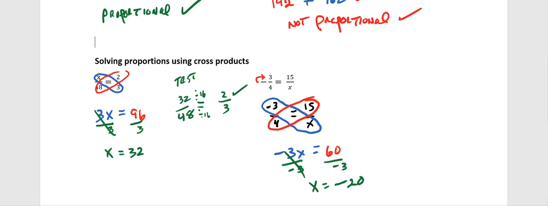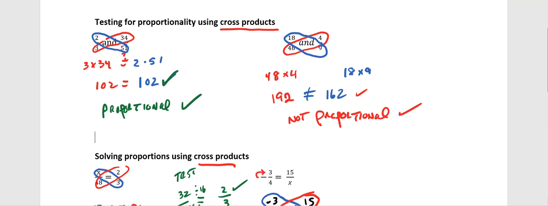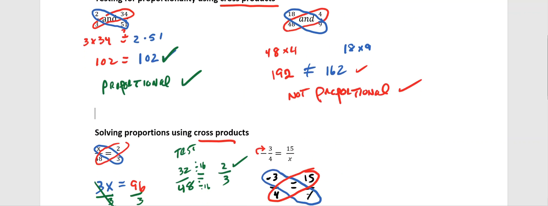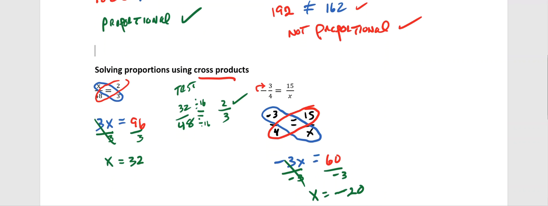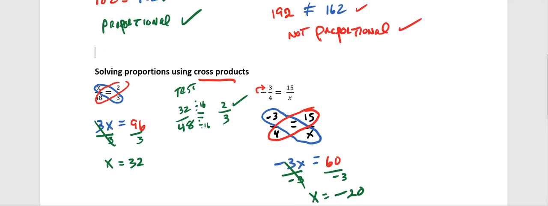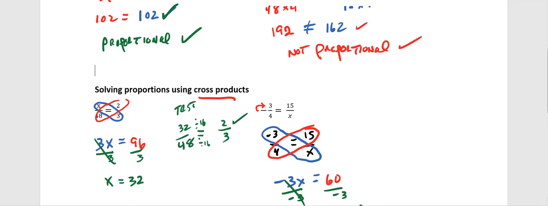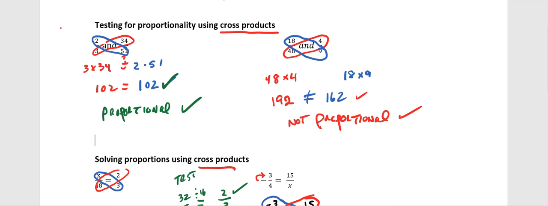So once again, we're relying upon this idea of cross products, not only to test if two ratios are proportional, but also to use cross products to solve for a missing quantity in a proportion that's been established for us. So the only difference is we're using cross products in the examples up above, where we have two ratios already provided to us completely, and we're testing if those two ratios are equal to each other by cross multiplying. If the cross products are equal, we will confirm they're proportional. If the cross products are not equal, we will confirm they're not proportional.